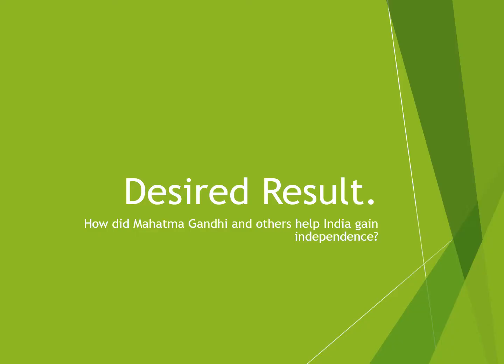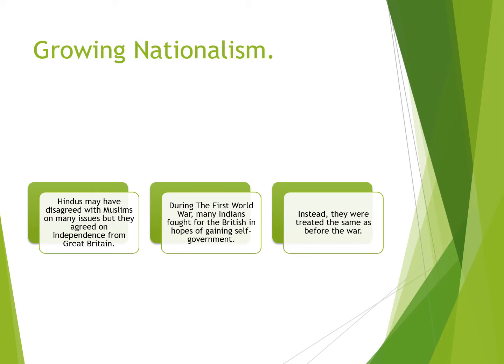Our desired result: how did Mahatma Gandhi and others help India gain independence? So, growing nationalism. Hindus may have disagreed with Muslims on many issues, but one thing they did agree on was independence from Great Britain. During the First World War, many Indians fought for the British in the hopes of gaining self-government or independence, but instead, at the end of the war, they were treated the same way as before the war.